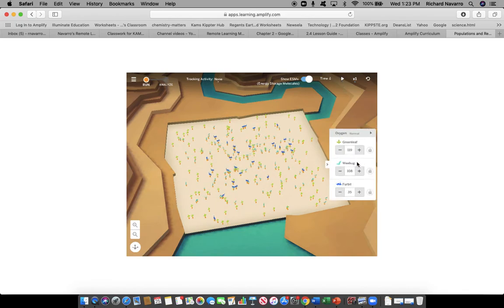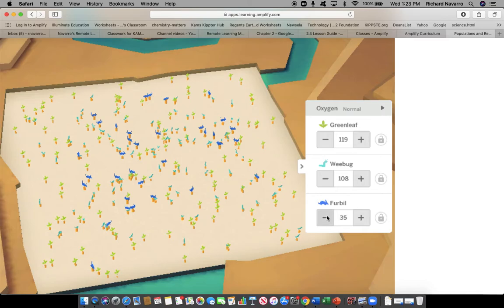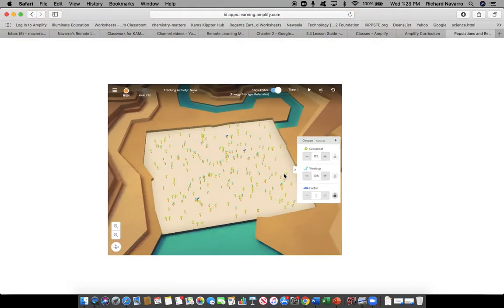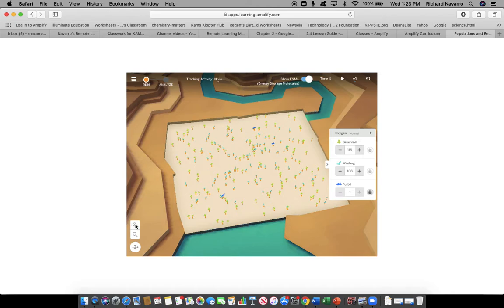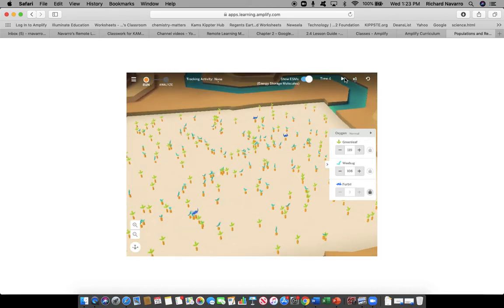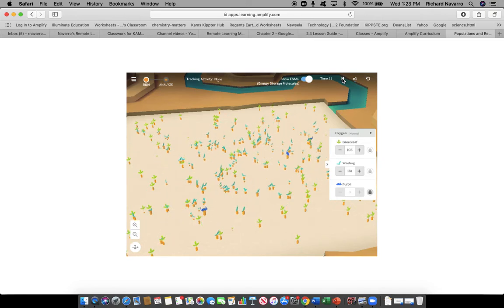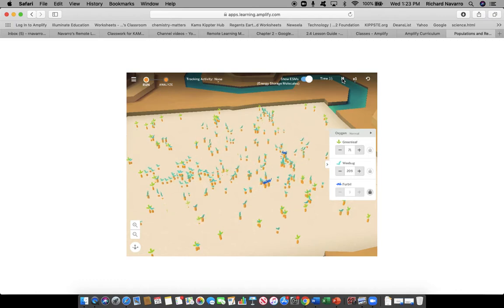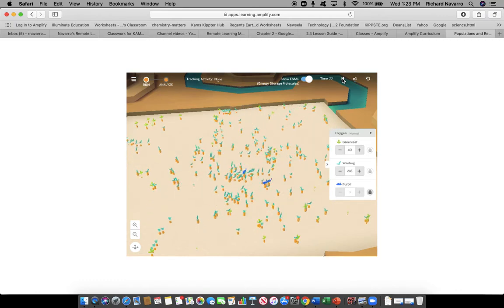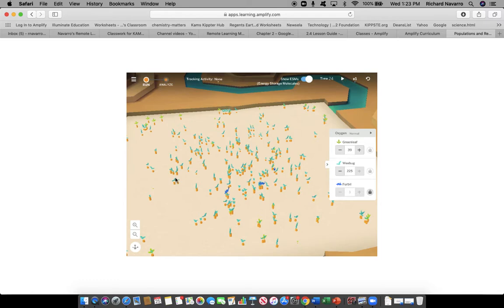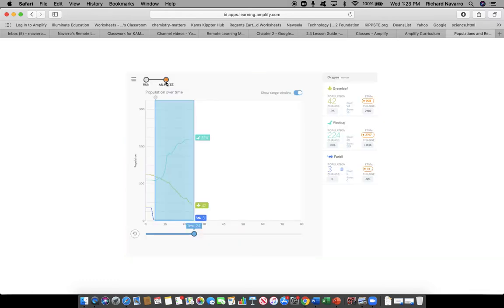So we're going to dramatically decrease the furbal population and lock that population. Then we're going to allow the simulation to run for another 20 seconds. There we are. So let's analyze our new data.